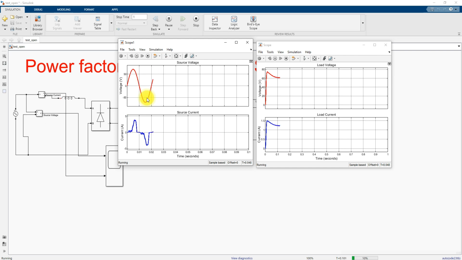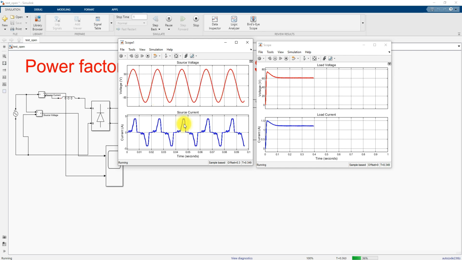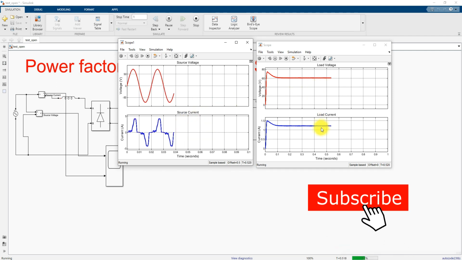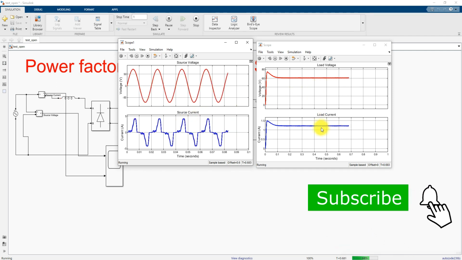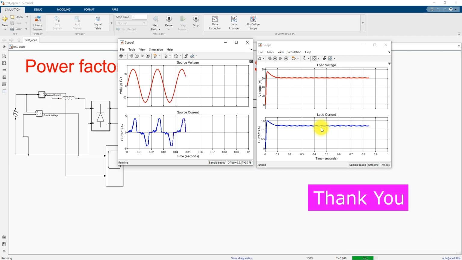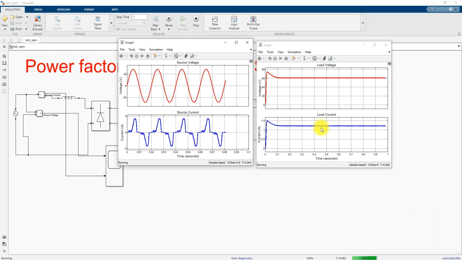Here you can see the result of source voltage, source current, load voltage and load current. Here we are not controlling the load voltage, and also we are not controlling the source current because it is operated in open loop. So that's why the source current is non-sinusoidal, and also we are not regulating the output voltage because it is operated in the open loop.